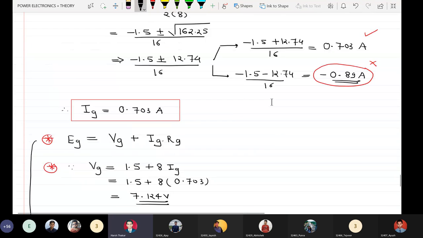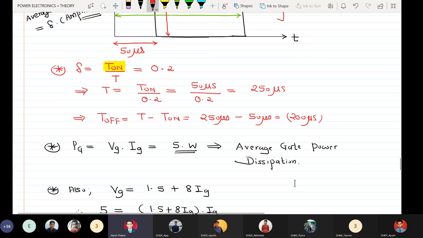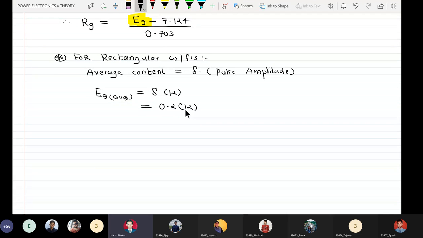So pulse amplitude is this thing. This is the pulse amplitude. So in our case, we can write EG AVG is delta into 12, equal to 0.2 into 12, is equal to 2.4 volts.